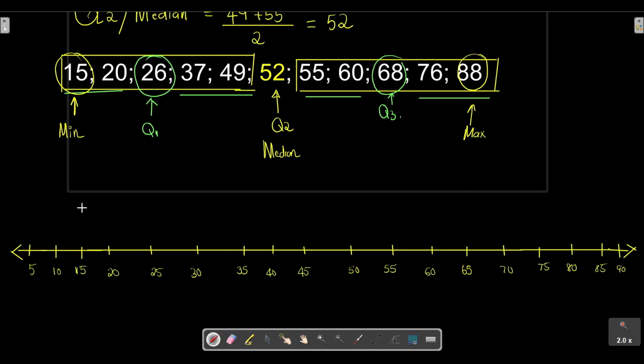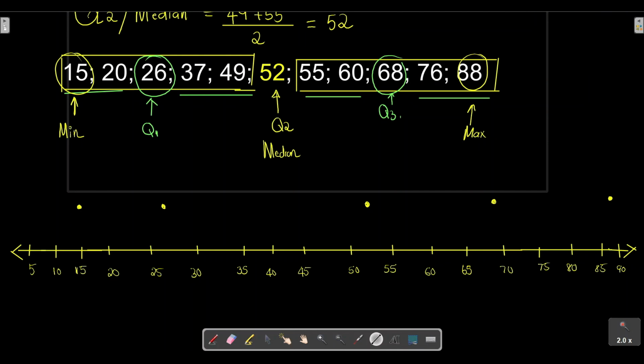Okay, so I've got 15, right? I've got 26. So 26 is somewhere there. Then I've got 52. 52 is somewhere there, approximating. Then we've got 68. 68 is somewhere there. And we've got 88. 88 is somewhere there. Okay, then from here, I'm going to draw my box with our whiskers.